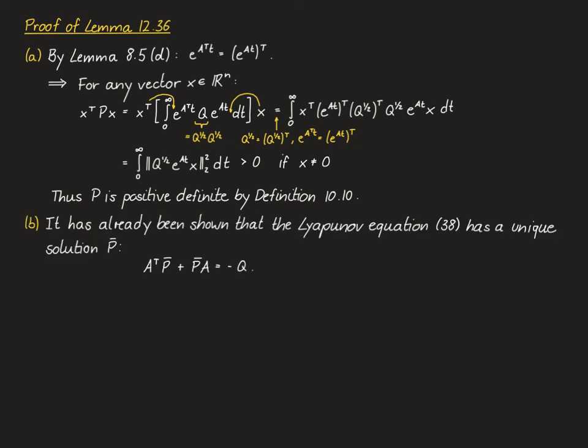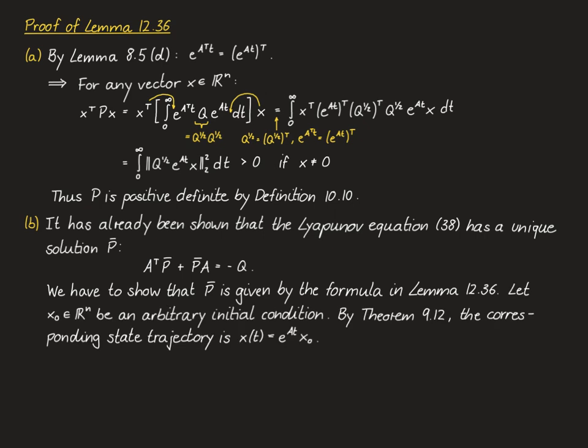For the proof of part B, we start with the fact that has already been shown that the continuous time Lyapunov equation 38 has a unique solution P bar, meaning a matrix P bar that satisfies that A transpose P bar plus P bar times A is equal to minus Q. What we have to show now is that this P bar is given by the formula provided in Lemma 12.36. Now let x naught in Rn be any arbitrary initial condition.